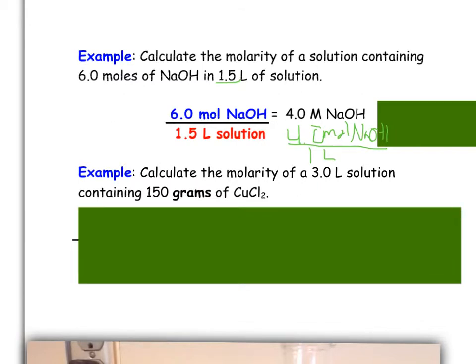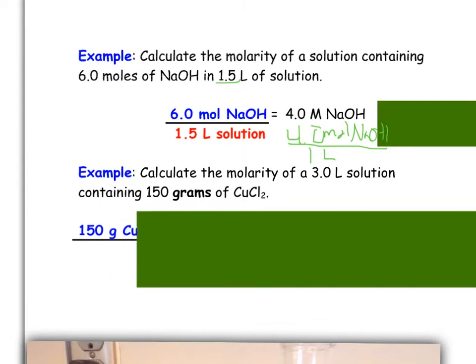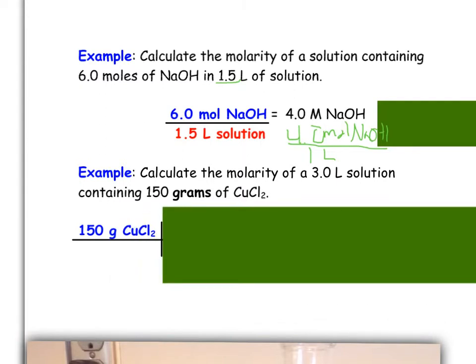In the next problem, I would also like you to try this one on your own. Please remember that molarity is moles per liter, not grams per liter. Alright, so now that you have tried this problem on your own, let's start with our 150 grams of copper chloride, and we need to convert that into moles. So 150 grams is a mass, that's an amount that we can measure, but moles are what we use, they're kind of the center of everything. That is what we use to determine concentration.